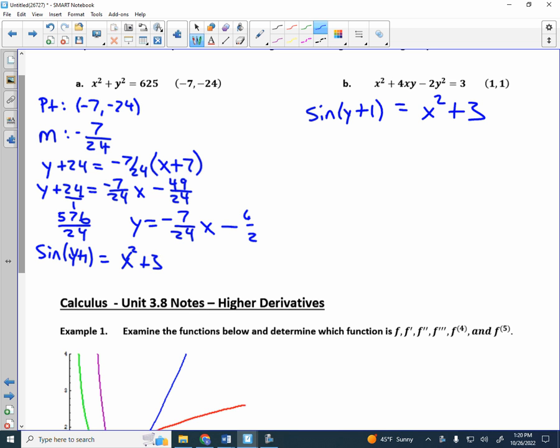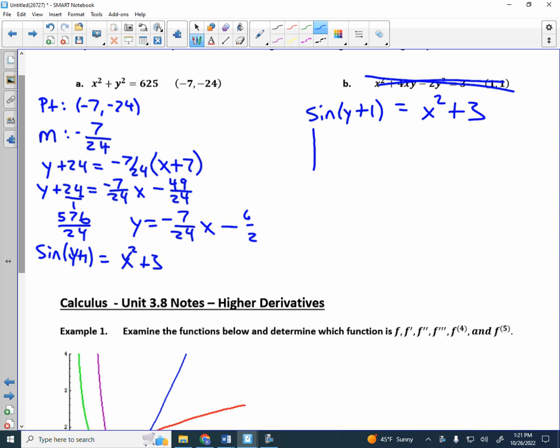I want to do sine of y plus 1 is equal to x squared plus 3. Okay? Sine of y plus 1 is equal to x squared plus 3. I would like to find that derivative. Would you agree that this looks a little bit different than some of the other ones we've done so far? Yeah. So you're going to have a couple problems where you have to set up the chain rule, and this is a chain rule type problem.